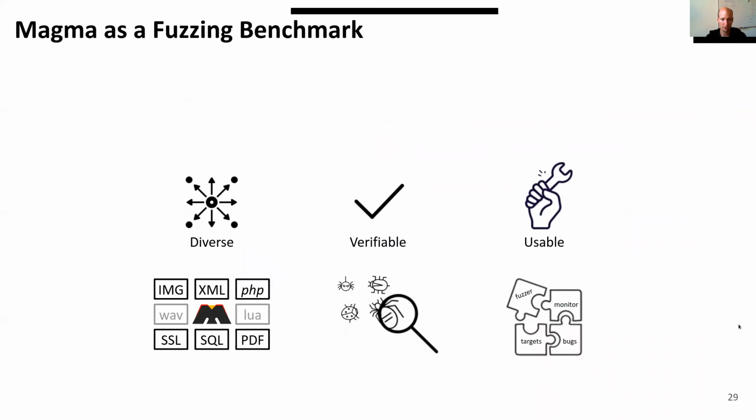So Magma is diverse. There's a bunch of different targets with different kinds of properties, such as image processing, code execution, PDF rendering, SQL, like database queries and so on. It's very viable. The bugs are detectable, triggerable, and it's very usable. So you can simply plug in your fuzzer and then run it on top of it.